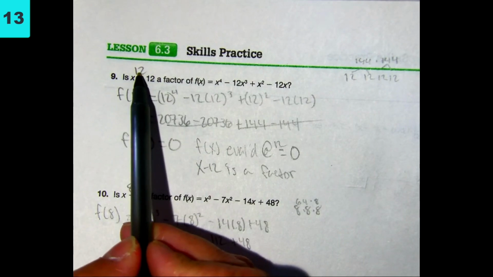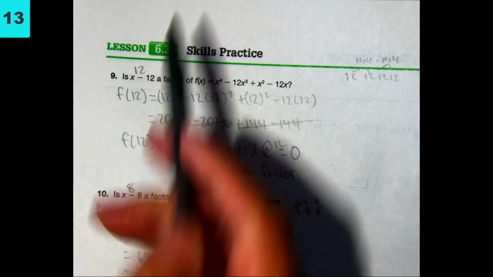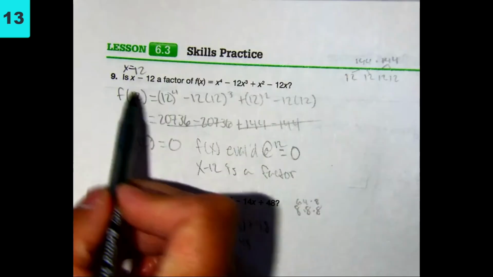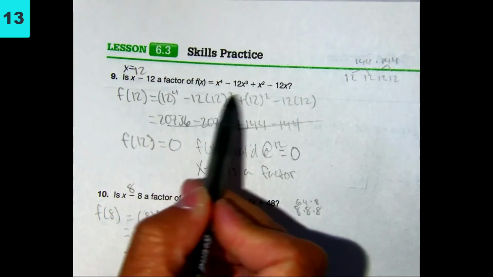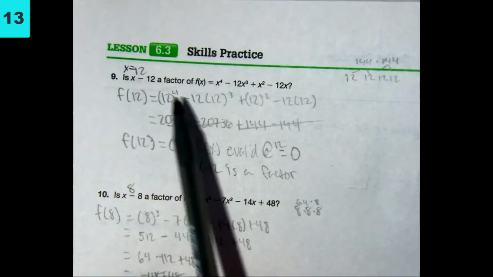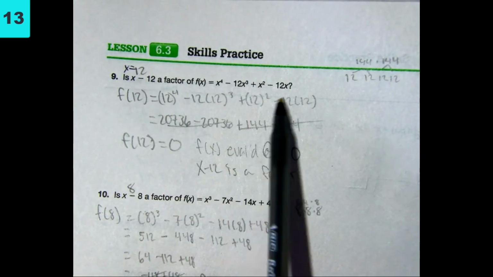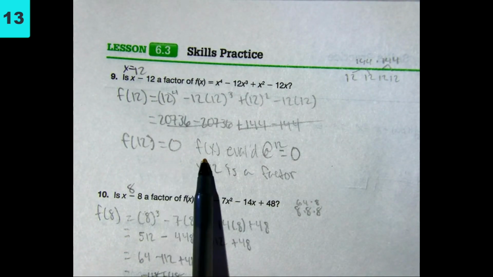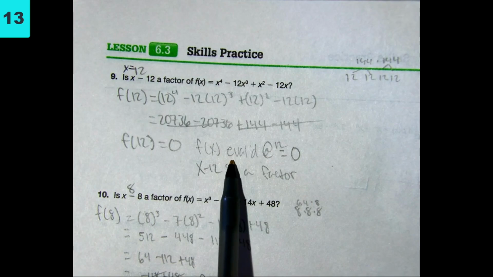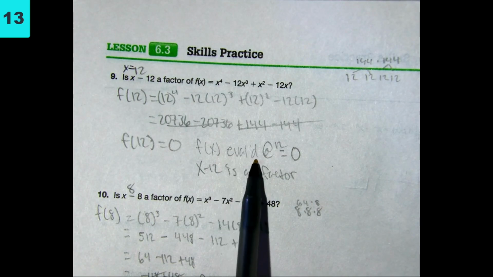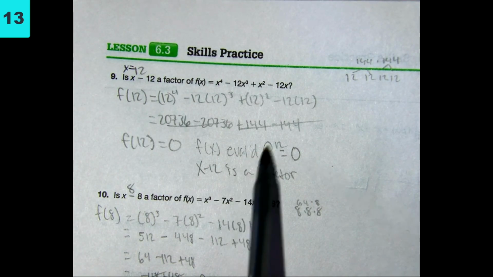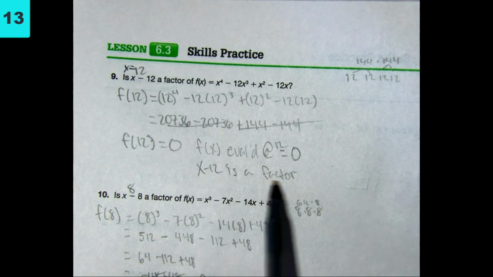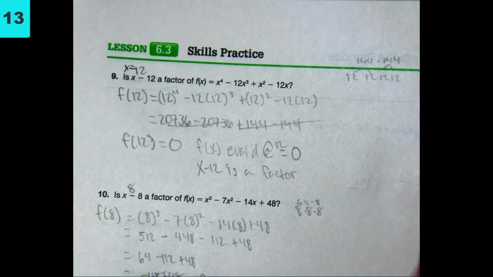Alright, they asked, is it a factor? The student just wrote 12 above. I think they meant to say that x is equal to 12. They put it into our function here. Got some really large numbers. And they got 0. So they wrote f of x evaluated at 12 equals 0. X minus 12 is a factor. I like that.